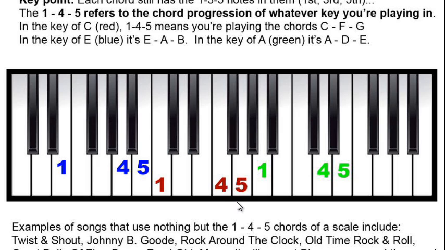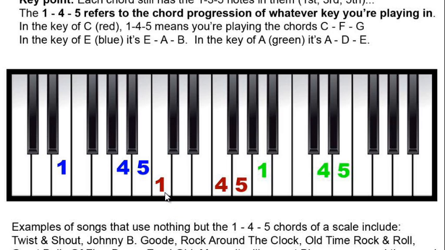Okay? So the 1, 4, 5 chord progression is the most popular chord progression in popular music. It's been used in everything from Twist and Shout, Johnny B. Goode, Rock Around the Clock, Old Time Rock and Roll, Great Balls of Fire, Brown Eyed Girl, Margaritaville, practically all blues songs, just literally thousands of songs. And so if someone tells you that you're going to play a 1, 4, 5 song, then depending on what key it's in, you can figure out what those chords are.